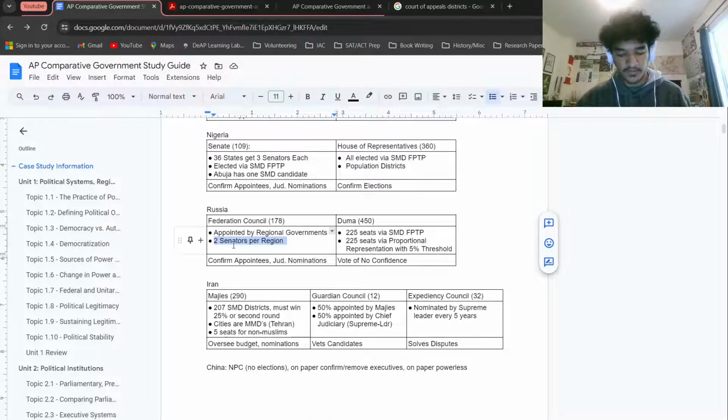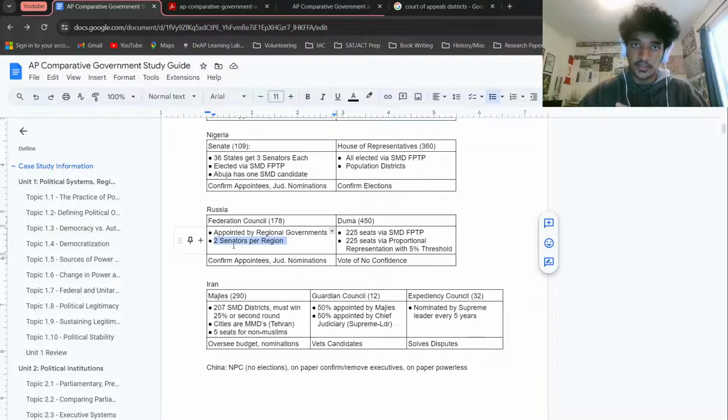Okay, Russia. You've got your Federation Council. Remember, this is appointed by the state governors. Then you've got the Duma. So the Duma has 225 single-member districts, first past the post. And then your proportional representation. Now, the 5% threshold rule.